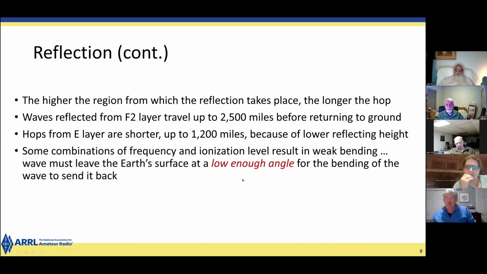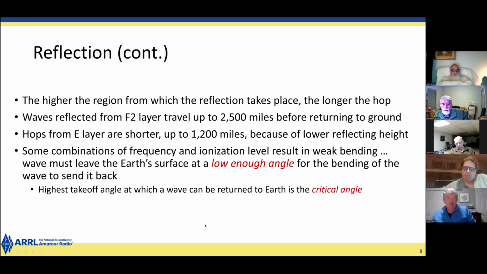The other thing is, radio waves that are transmitted at a relatively low angle from your antenna will travel the farthest, because the bending angle in the ionosphere is lower, and because where the radio wave travels through the ionosphere is farther away from your station, and therefore farther away from the receiving station.